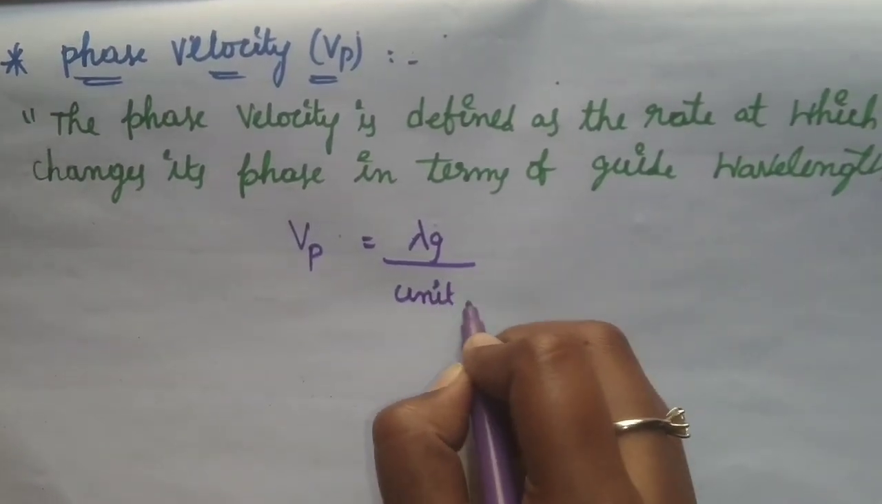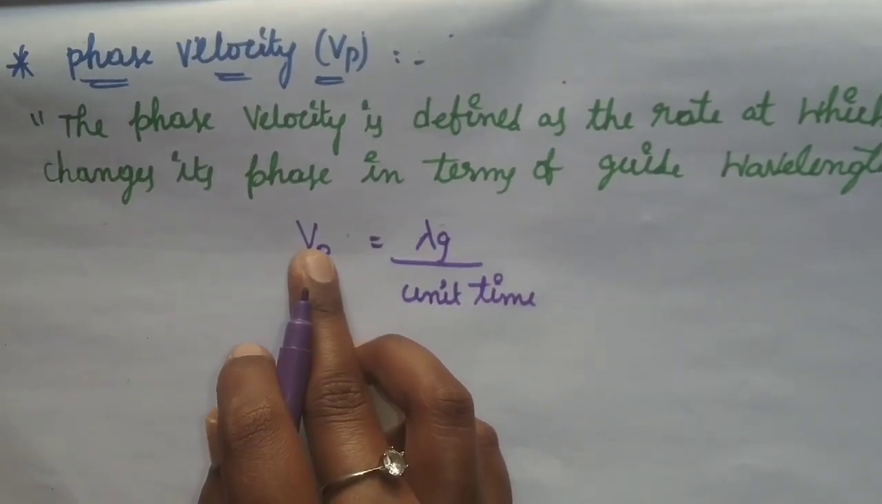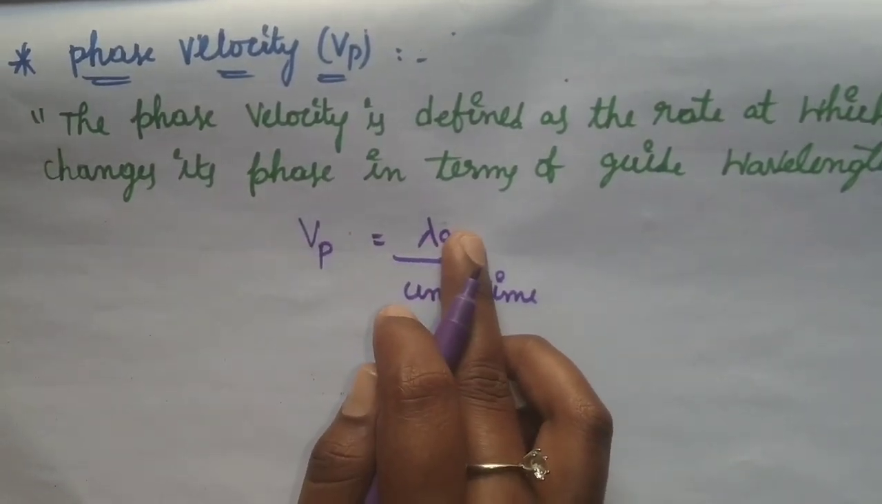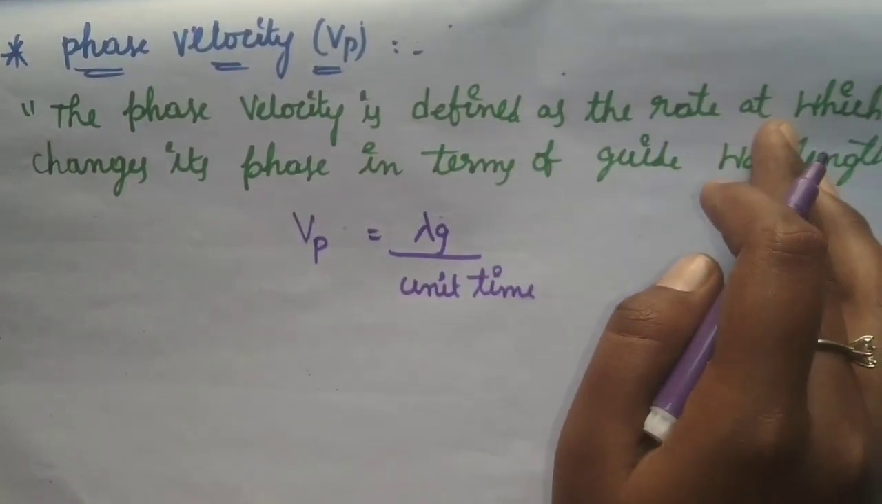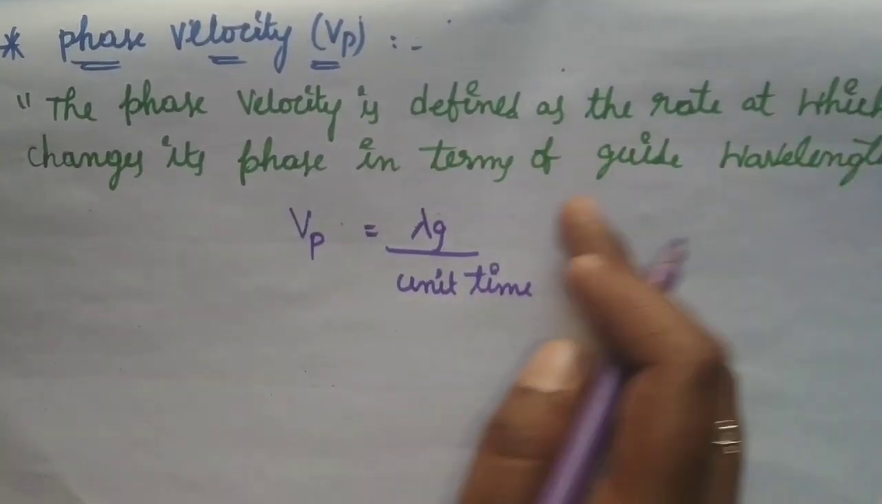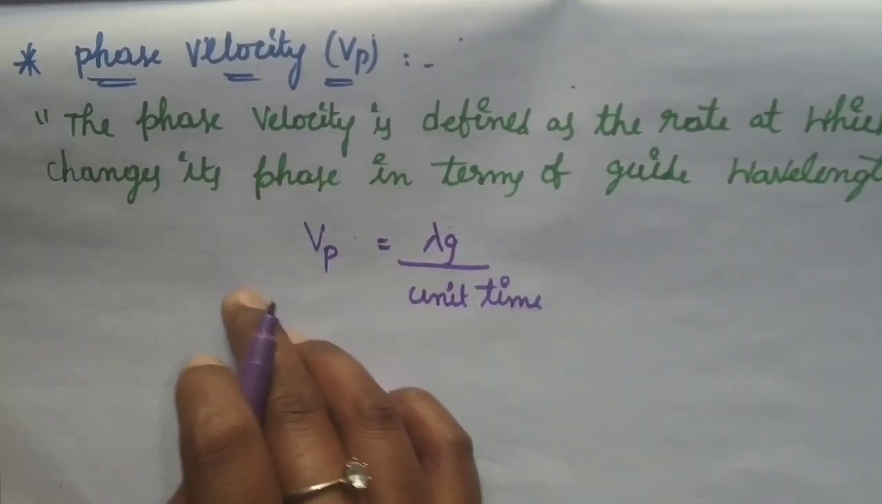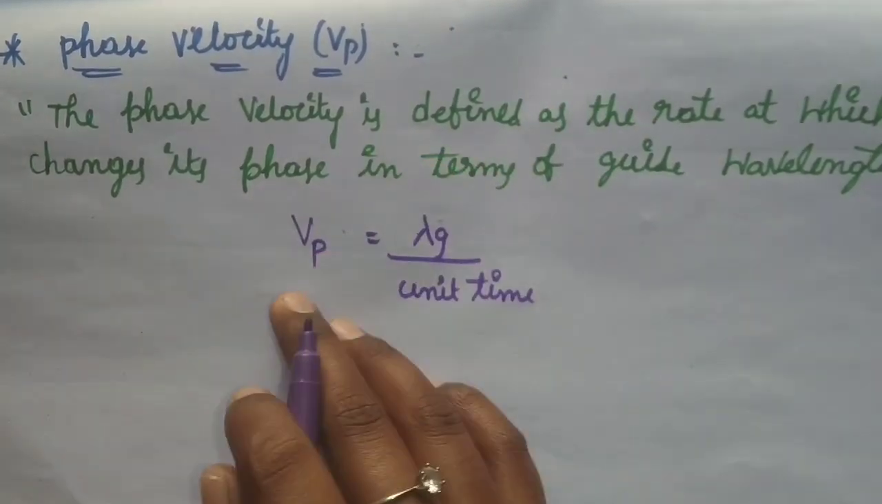So Vp is equal to lambda g by unit time. Here Vp is the phase velocity, lambda g is the guide wavelength, and unit time. According to the definition, it is the rate at which the wave changes in its phase in terms of guide wavelength. So this is the equation for the definition. Now we will simplify this one.